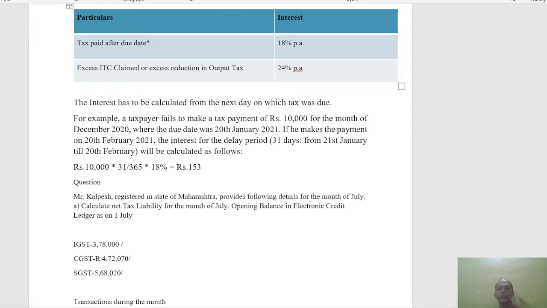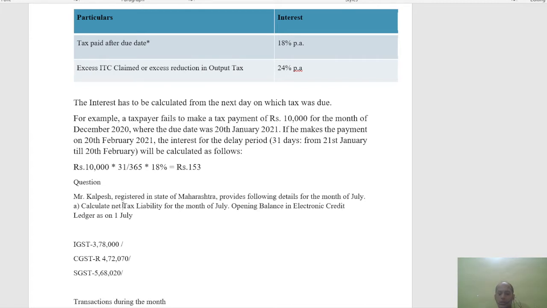For example, a taxpayer fails to make a tax payment of rupees 10,000 for the month of December 2020, where the due date was 20th January 2021. If he makes the payment on 20th February, that means one month late, that is around 31 days. If you compute from 21st January till 20th February, the total delay period is 31 days. So the interest will come as 10,000 into 31 divided by 365 days at the rate of 18%, because 18% is for the entire year. So for 31 days it will come to 153 rupees.